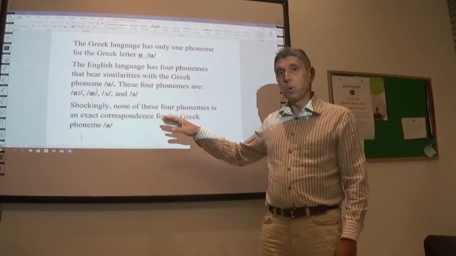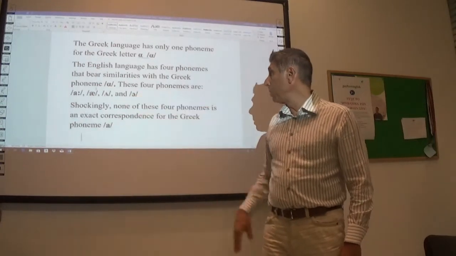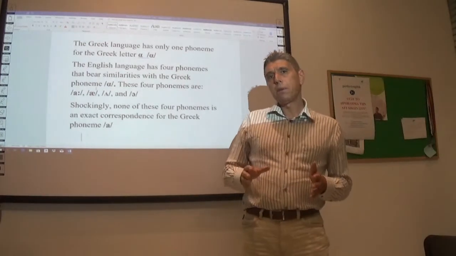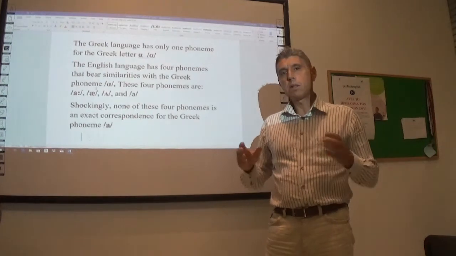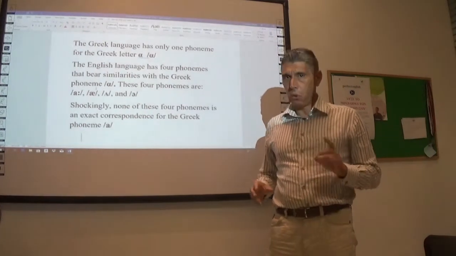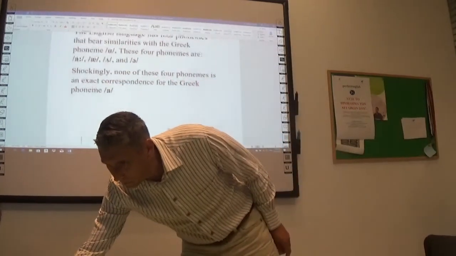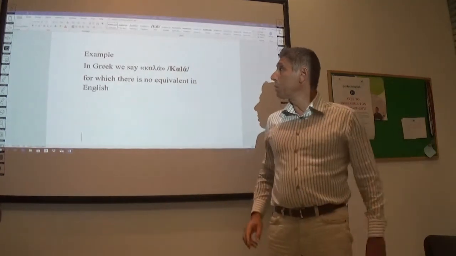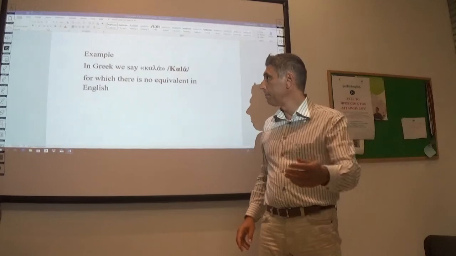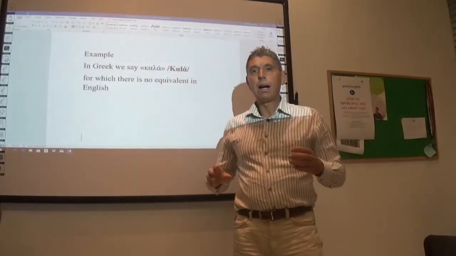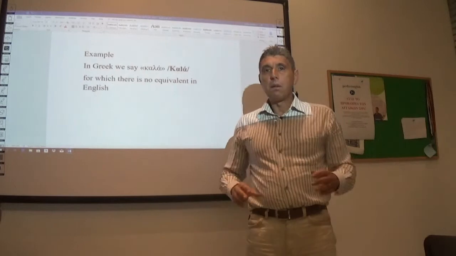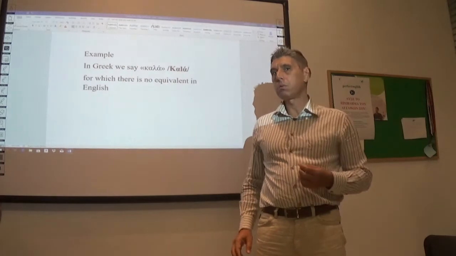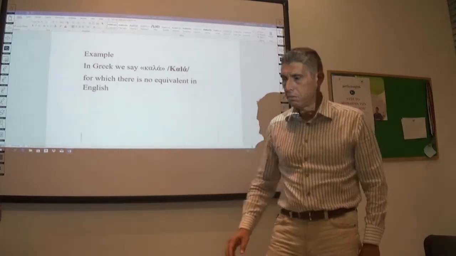Now the shocking truth is that none of these 4 phonemes are an exact correspondence for the Greek phoneme A. So in fact, the Greek phoneme A does not exist in English in its pure form. What do we mean by that? Let's start with an example. In the Greek language, we say kala, kala. Now, there's no equivalent for kala in English. There's no sound in English which is exactly the same as the A sound in Greek or Italian or Spanish.